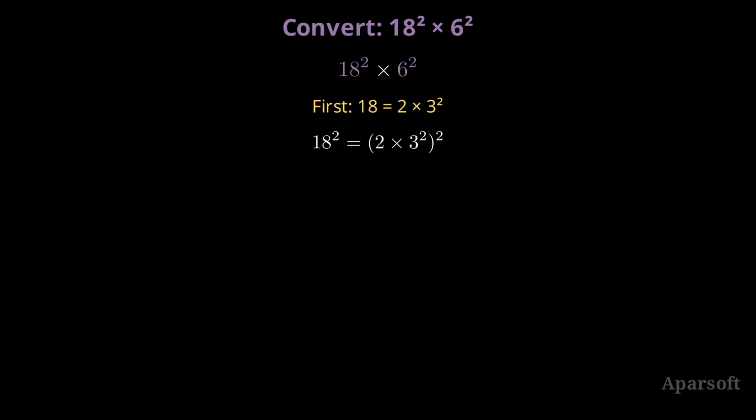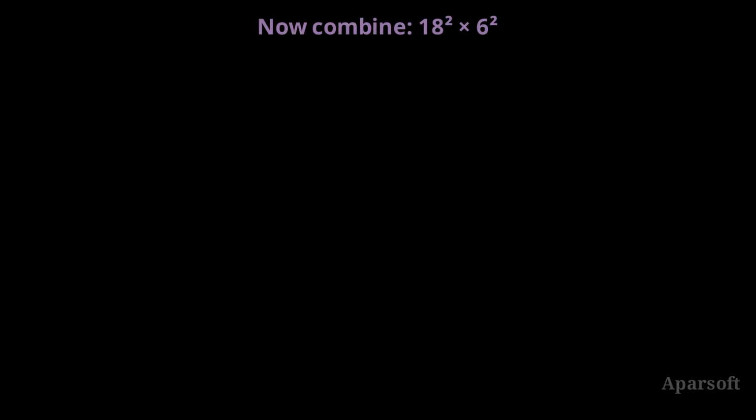Now 18 squared becomes 2 times 3 squared, all squared. Distribute the power. 2 squared times 3 squared, squared. Power of a power. 3 squared squared is 3 to the 2 times 2, which is 3 to the 4. So 18 squared equals 2 squared times 3 to the 4. Now for 6 squared, we already know 6 is 2 times 3. So 6 squared is 2 squared times 3 squared.